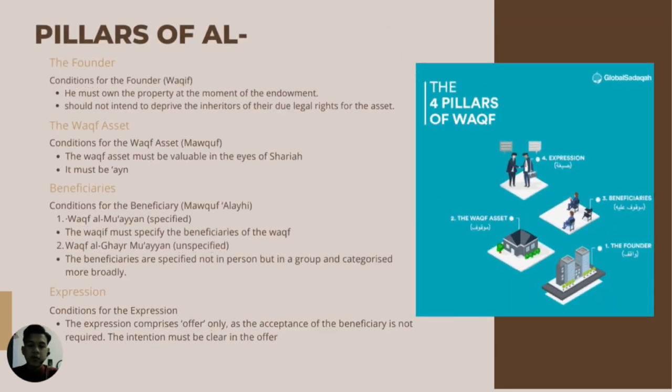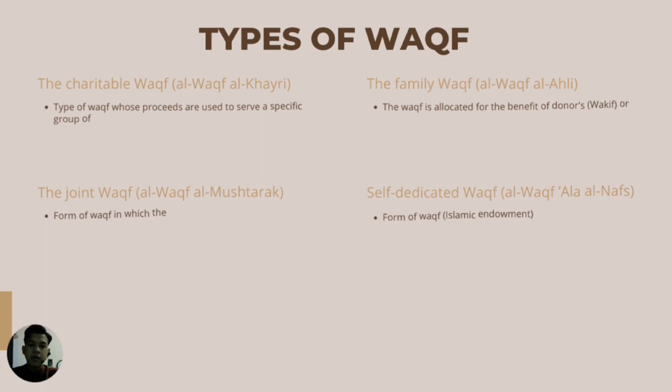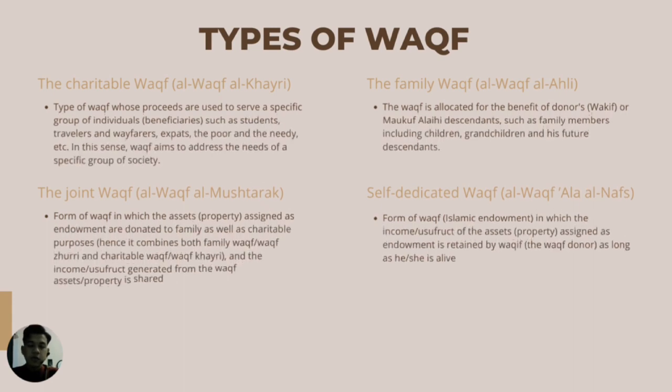Okay, next, let's move on to the types of Waqf. So there are 4 types of Waqf. The first one is charitable Waqf, or we call Al-Waqf al-Ghairi. The second one is the family Waqf, or we call Al-Waqf al-Ahli. The third one is the joint Waqf, or we call Al-Waqf al-Mushtarak. And the last one is self-dedicated waqf, or we call Al-Waqf ala an-Nafs.